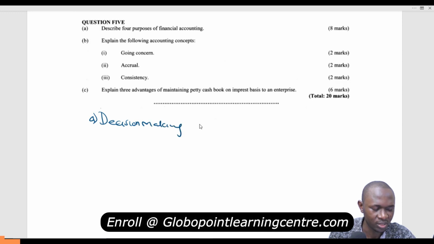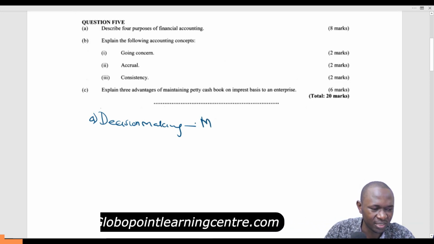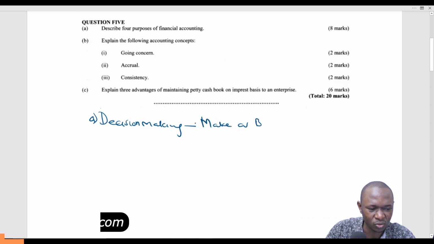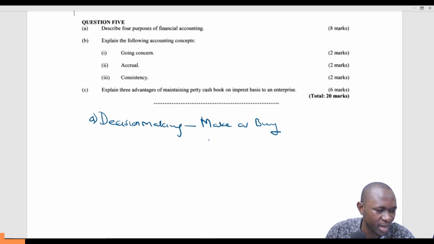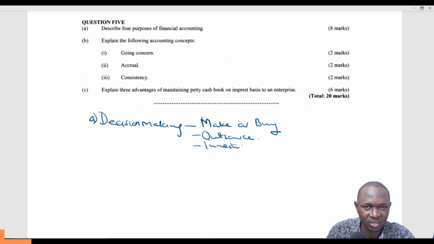And when we talk about decision making, there are so many things in a business organization, like make or buy decisions. Do we make ours or do we buy? Do we outsource? Do we possibly invest in a certain business or not? All this will come from financial accounting information.